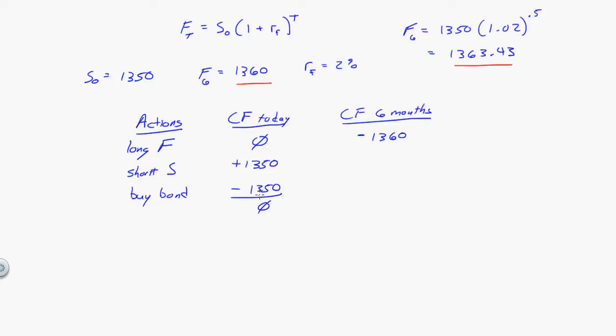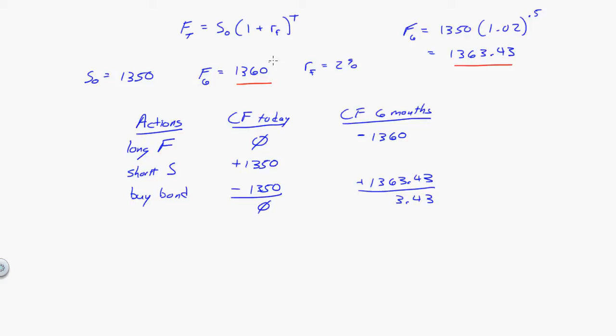So what happens in 6 months? In 6 months, I buy the gold for $1,360. I take the ounce of gold. I return it to the original owner from whom I've shorted it. I've taken care of that. I buy the bond, and the bond pays me $1,363.43. So I make $3.43. How do I know that's true? Because if I invest $1,350 at 2% for 6 months, that's how much I get.